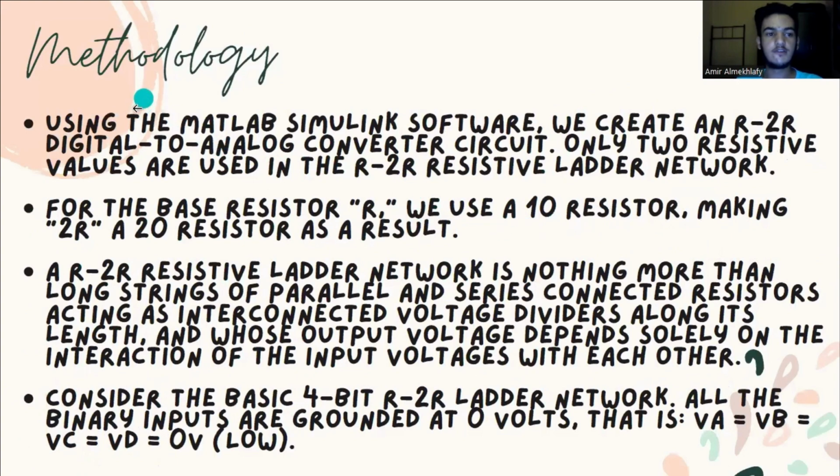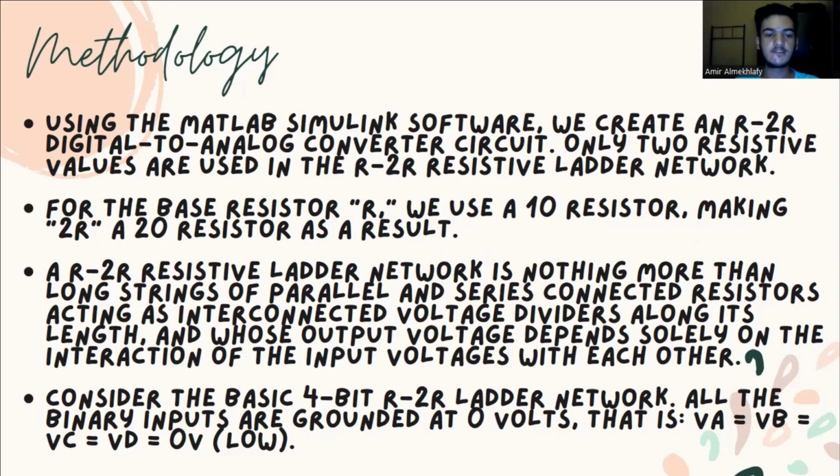For the methodology, using the MATLAB Simulink software, we create an R-2R digital to analog converter circuit. Only 2 resistive values are used in the R-2R resistive ladder network. For the base resistor R, we use a 10 ohm resistor, which makes 2R a 20 ohm resistor.